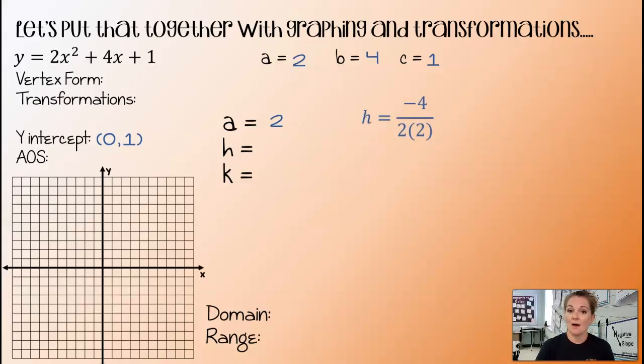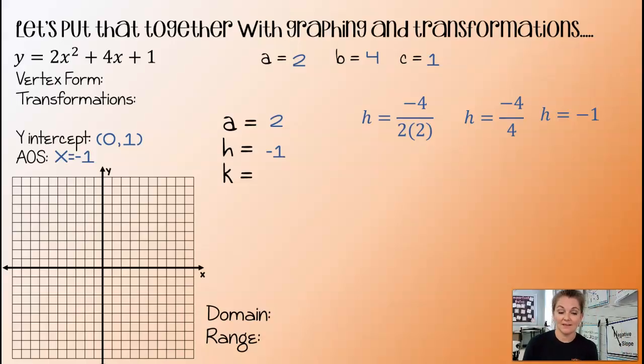So the next thing up is finding that axis of symmetry. You do the opposite of b over 2a, so 2 times 2. So that's negative 4 over 4, so my h is negative 1. If I know my h is negative 1, I now know that my axis of symmetry is negative 1. One less thing for me to find later.